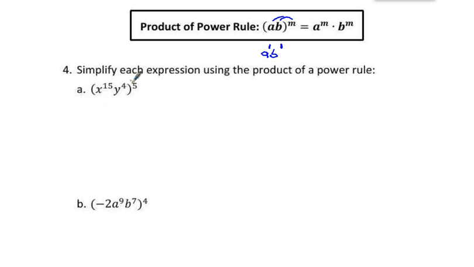So for here, x to the 15 and y to the 4th power, we're going to raise that whole thing to the 5th power. So each of those exponents will be multiplied by 5, and I have x to the 75th power times y to the 20th power.